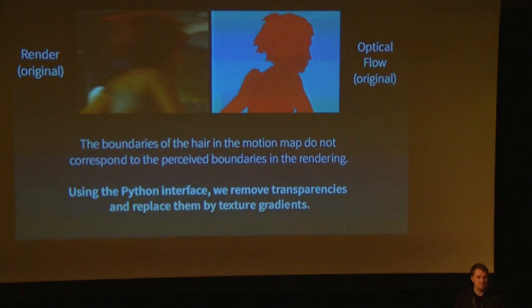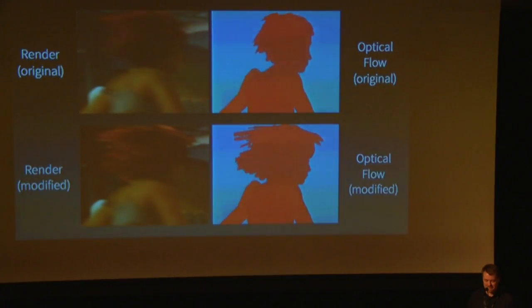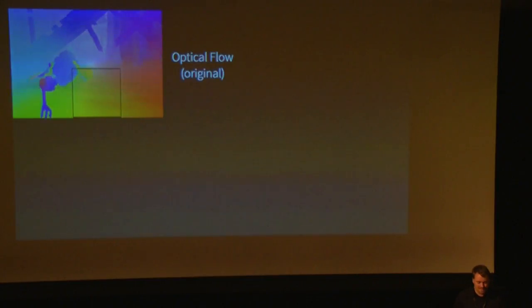But we have a convenient Python interface, so we just wrote a script to remove transparency from all the scenes, and then this is what we get. It looks worse, it looks more cartoony, but it corresponds much, much better to the optical flow that you see on the right. So we ran it over all of Sintel, rendered it, it looked better, and then we looked at slanted surfaces.